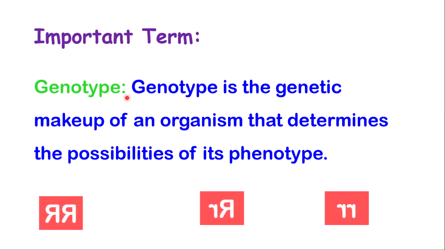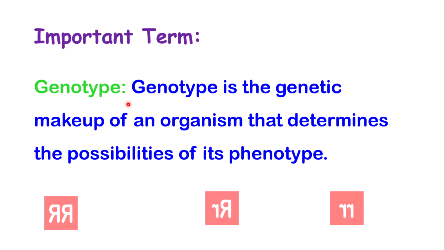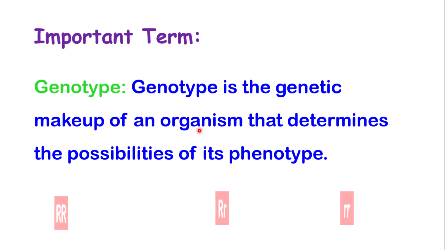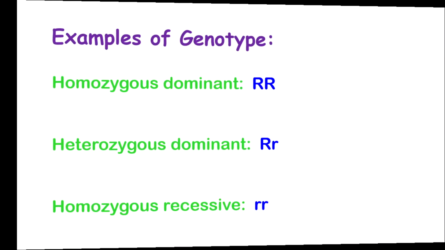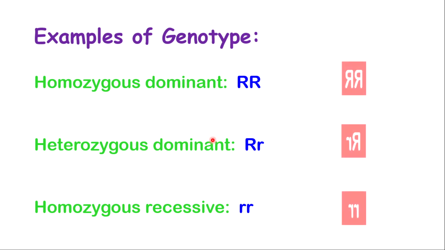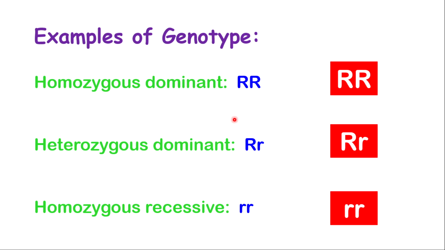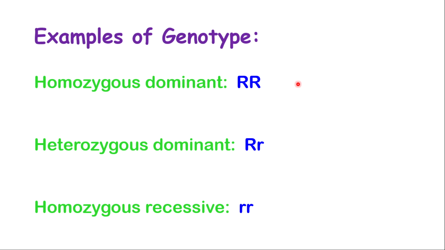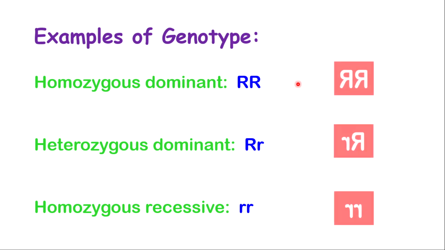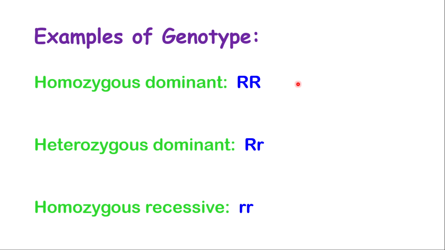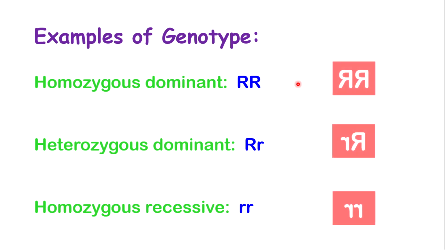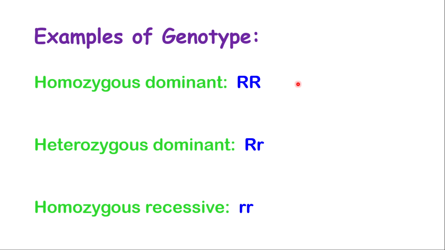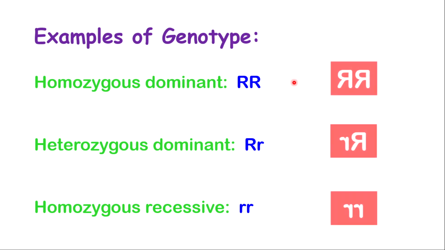Another term for us to note is the genotype. Genotype is the genetic makeup of an organism that determines the possibilities of its phenotype. Some examples of genotype, and you need to know these, and a very easy way to remember it is that genotypes are a combination of alleles. So once you combine the alleles, you get your genotype. Remember the example of using uppercase R and lowercase r. Then what are the possible ways that we can combine these letters?